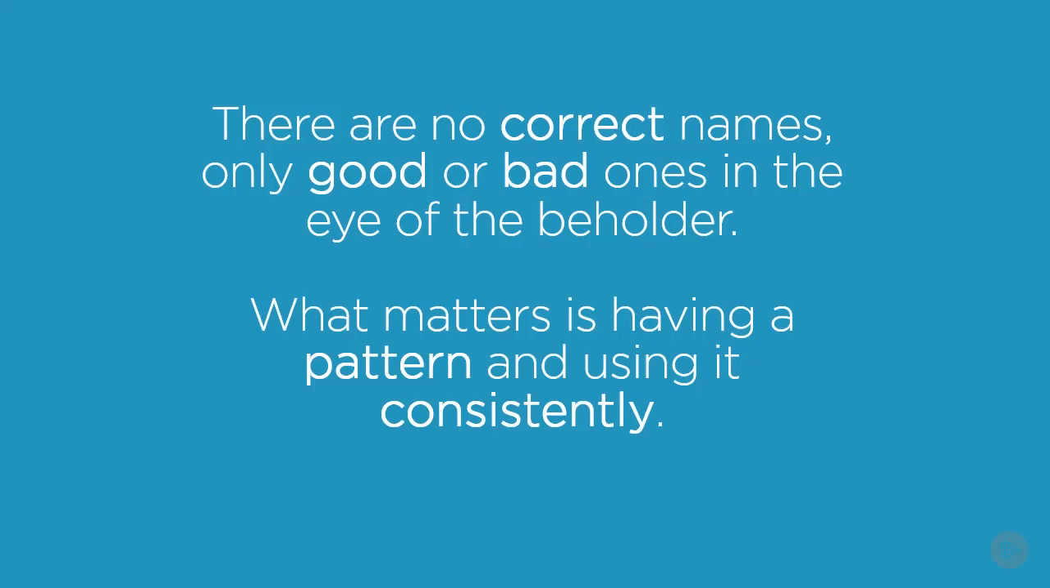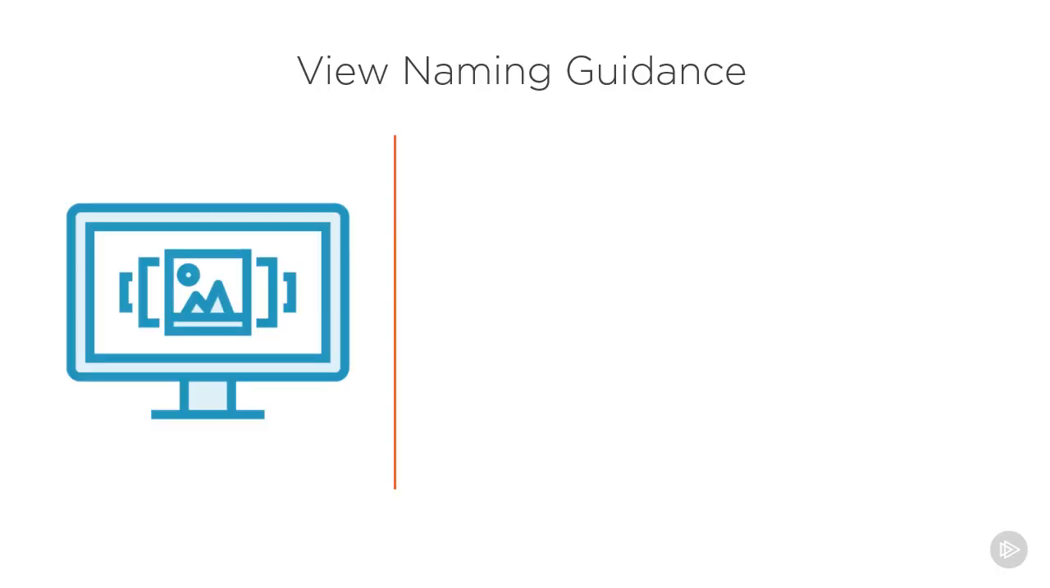When it comes to naming components in software, I like to say there are no correct names, only good or bad ones, depending on who you talk to. The key concept that falls out from that is to realize that what really matters is having a well understood pattern to the way you name things and locate them, and apply that pattern consistently. Now let's talk about some guidance for naming your views, view models, and model types.